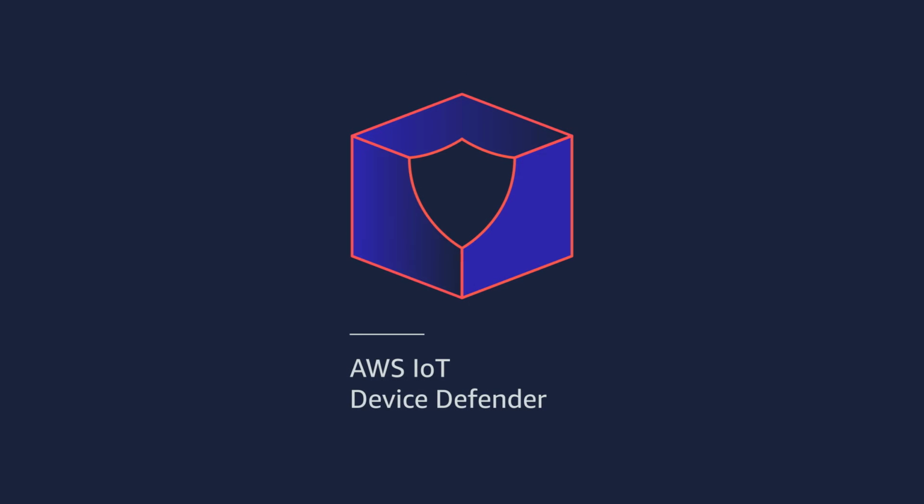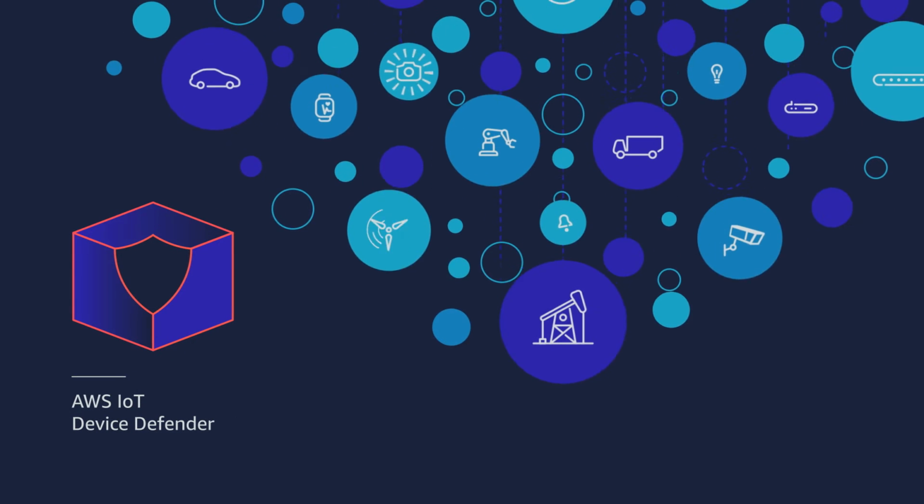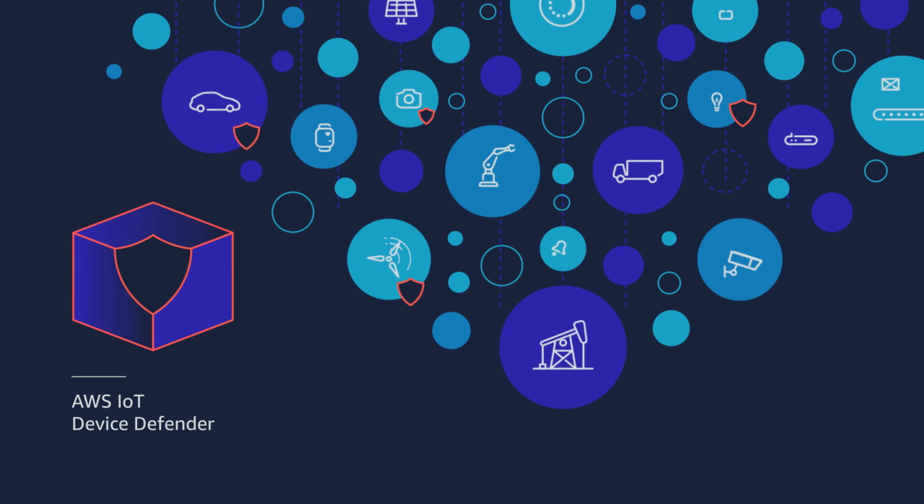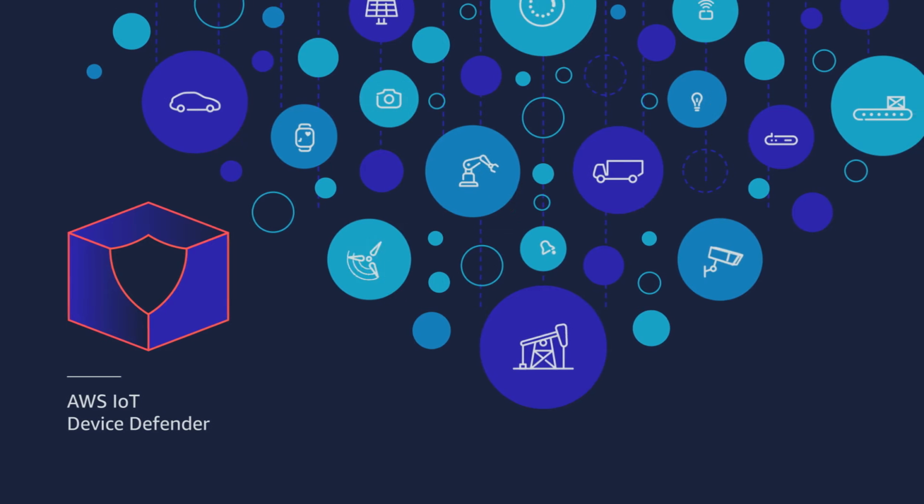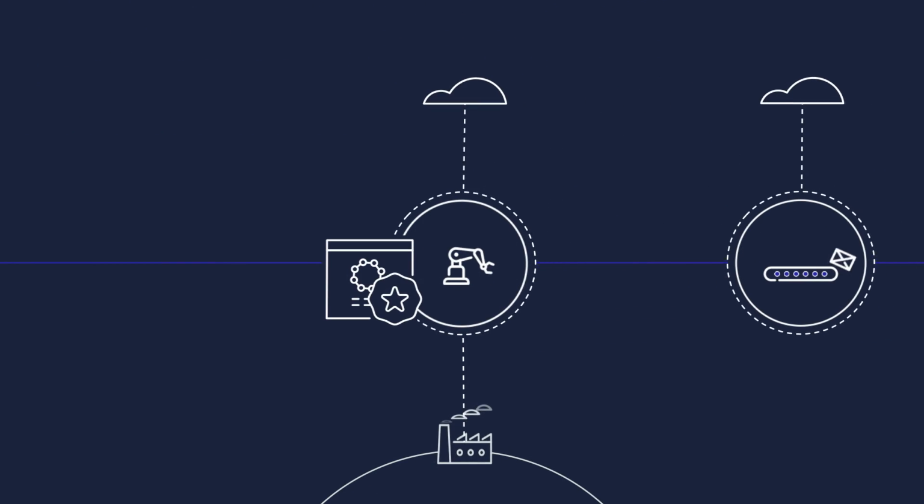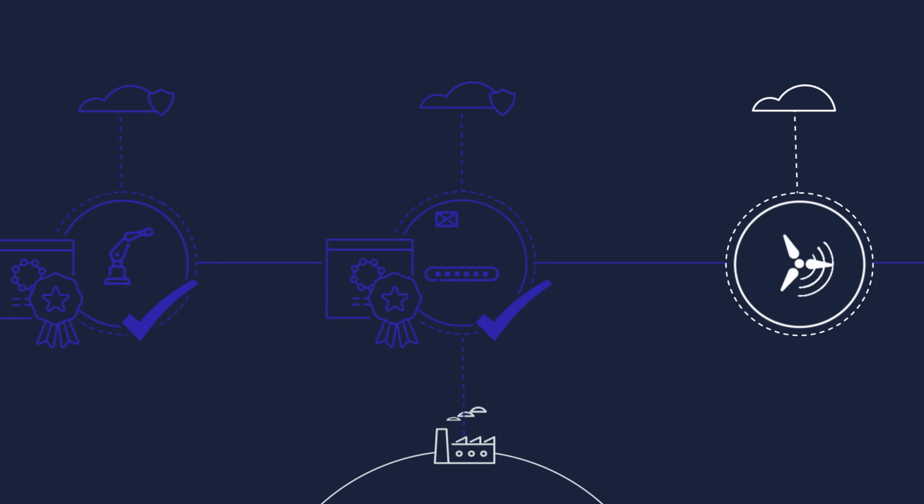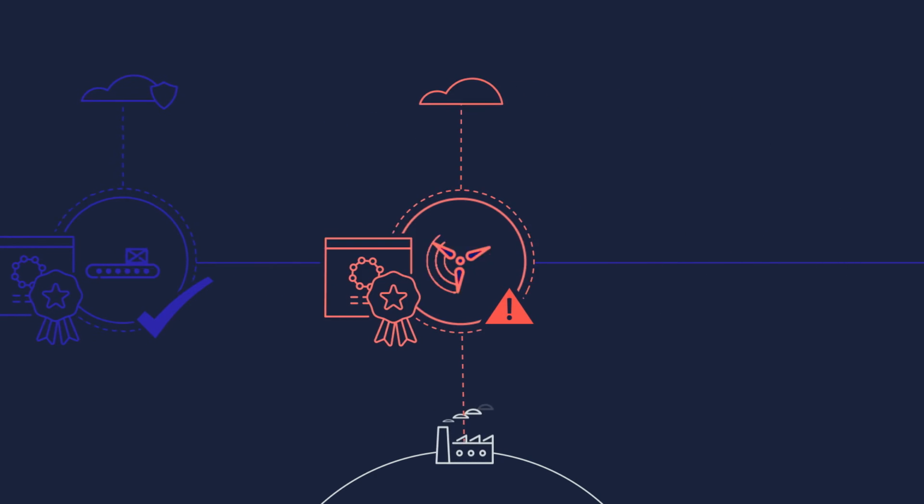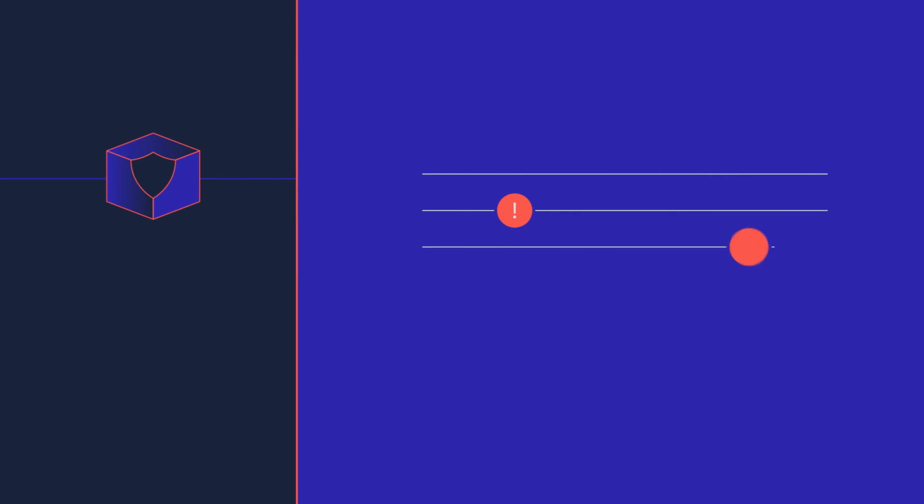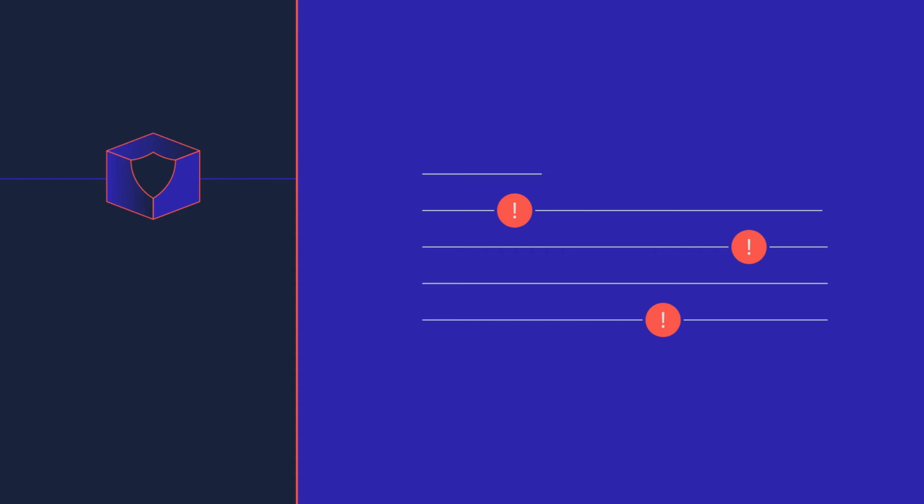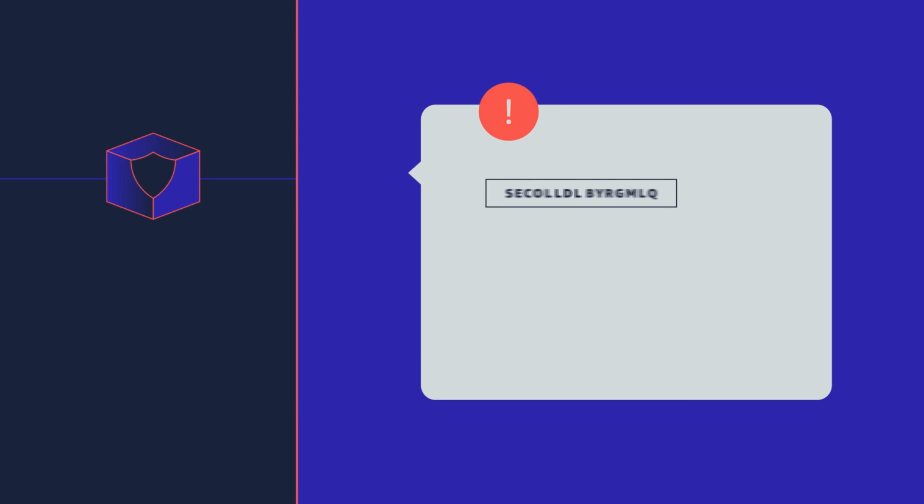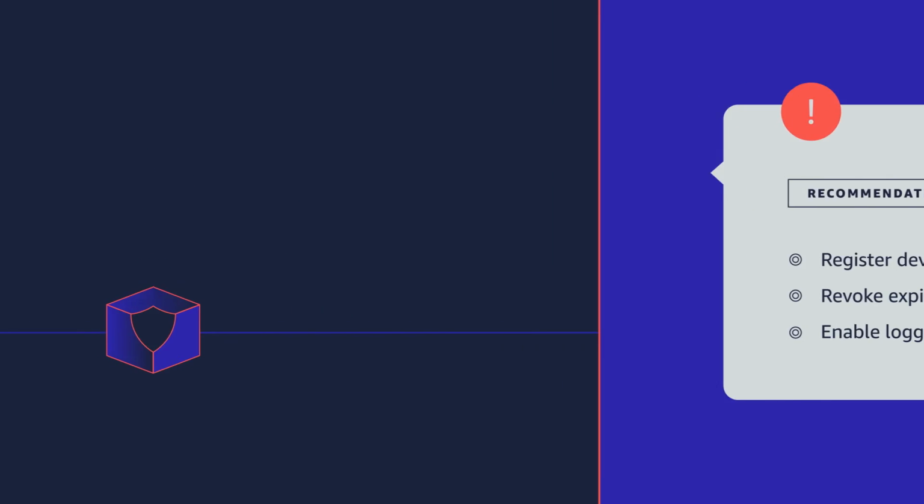AWS IoT Device Defender, a fully managed service that helps you secure your entire fleet of IoT devices, keeping them running securely. AWS IoT Device Defender audits IoT resources associated with your devices, such as X509 certificates and IoT policies, to make sure they aren't deviating from best practices, and sends alerts if there are any gaps that might indicate a security risk. These alerts provide contextual information and recommendations to investigate and mitigate the issue.